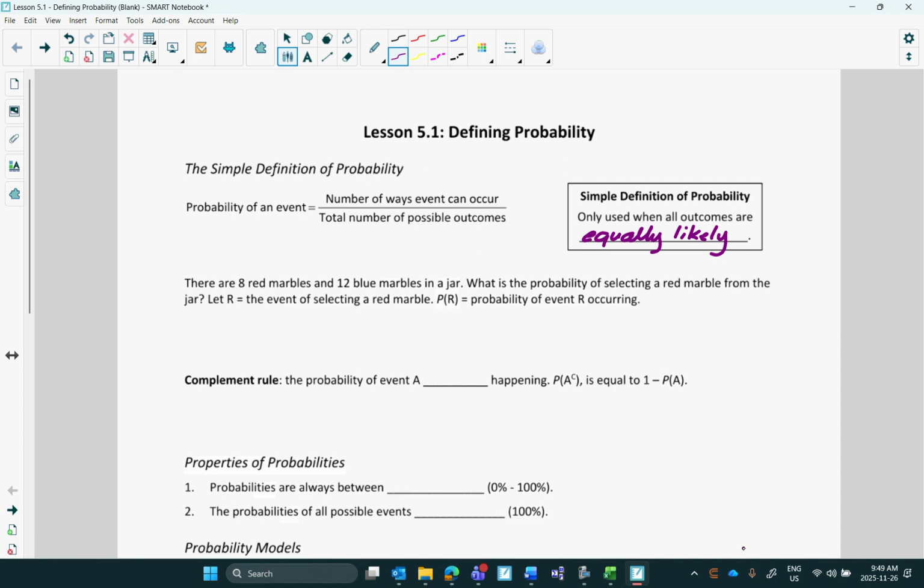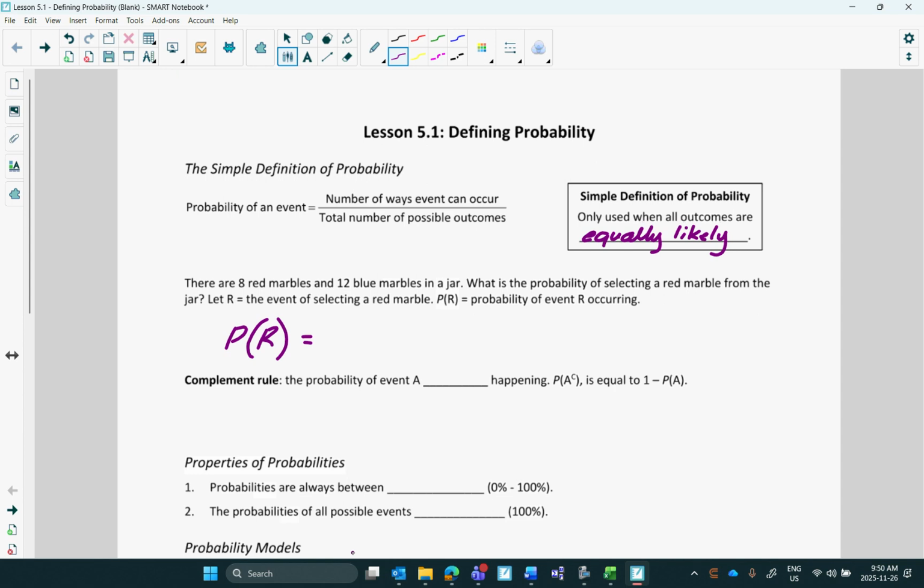So here we have another example. We've got 8 red marbles, 12 blue marbles in the jar. What's the probability of selecting a red marble? So the event R is selecting a red marble, and using probability notation, we're asked to find P of R. So using proper notation, we would say, okay, the probability of red equals, and what is that?